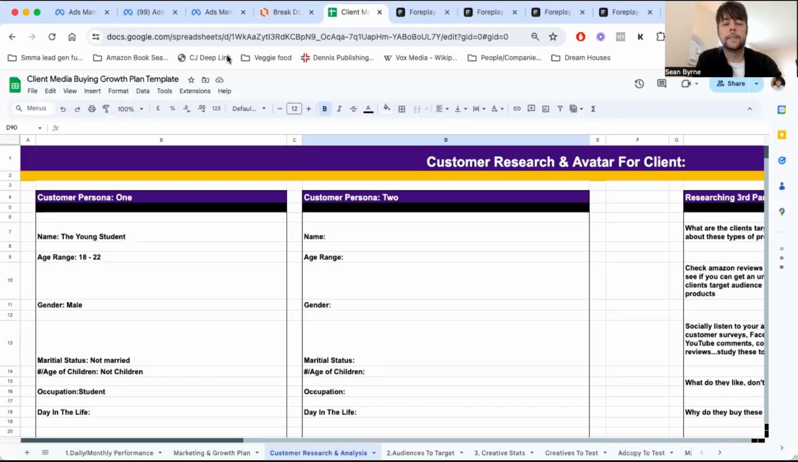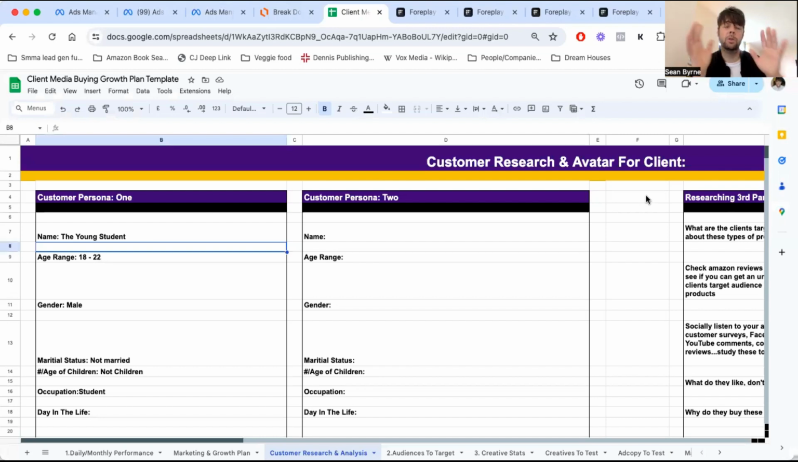Okay, so here we are in a Google sheet that I've created, and you can see there are many different tabs, but I'm in the customer research and analysis tab. This is basically where we learn more about the client's avatar. Persona one, persona two, you can even do persona three. A brand will normally have at least two to three customer avatars, and you need to find out who they are. Sometimes they're different demographics, locations, wants, needs, that kind of thing.